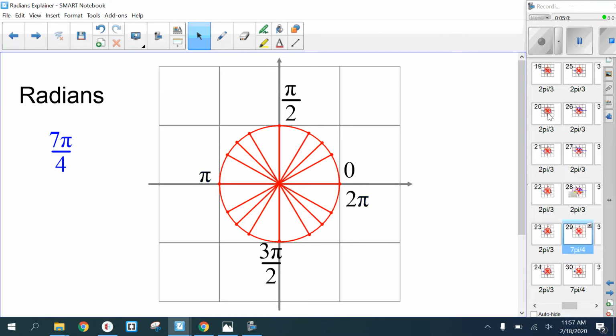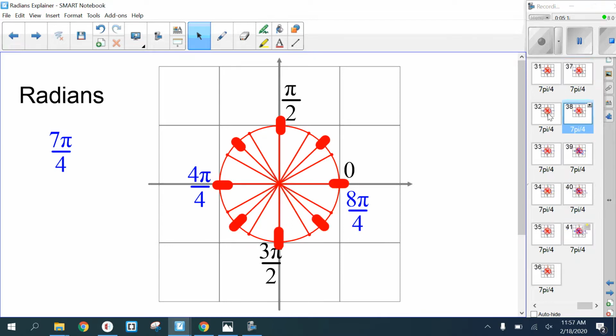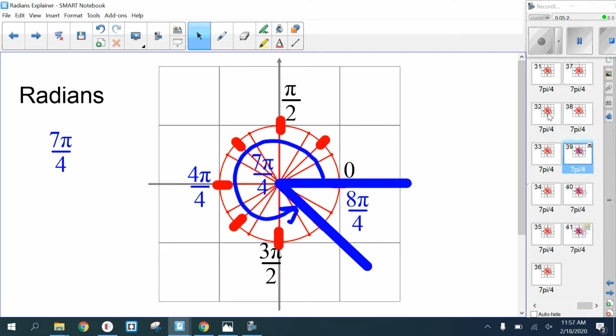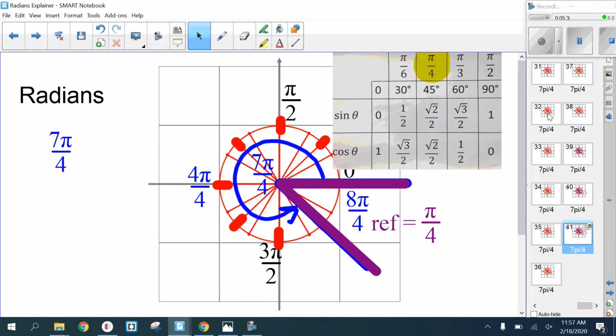So all I'm doing is getting a common denominator so that I can make that comparison. So mark it off. 1 pi over 4, 2 pi over 4, 3 pi over 4, 4 pi over 4, 5 pi over 4, 6 pi over 4, 7 pi over 4, 8 pi over 4. If you do it that way, then it should be easy for you to see where 7 pi over 4 takes us. 7 pi over 4 is right before you get all the way around to 8 pi over 4. There would be a reference angle of just 1 pi over 4, or pi over 4. That's going to be important as we look at our chart, because we're only going to have to look at the column for pi over 4.